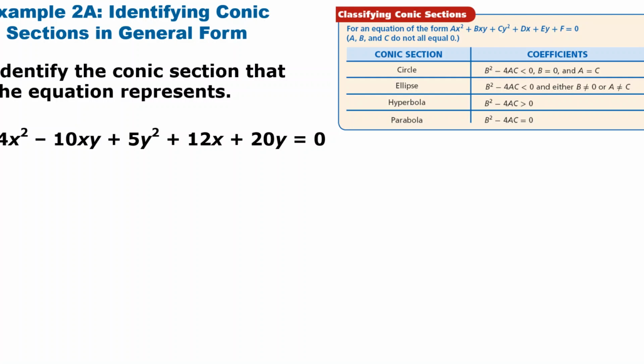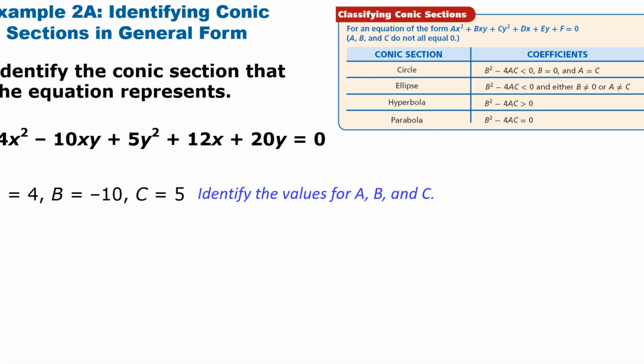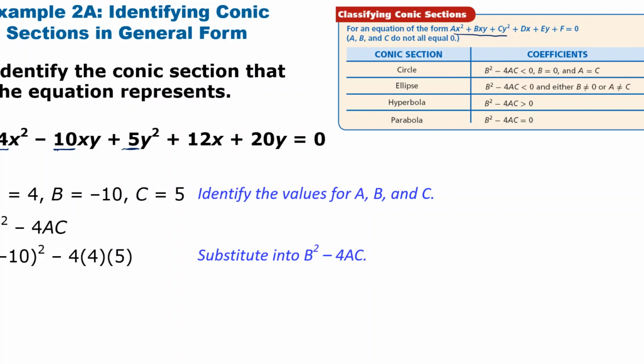All right, so let's take a look at an example and how we're going to do this. It says identify the conic section that the equation represents. So remember what we're going to look at. The first thing we want to do is identify the values for A, B, and C. So we look at our original formula, ax squared, bxy, and cy squared. That's all we're going to worry about. And we already have that. So our A is 4, our b is negative 10, and our c is 5. Now we're going to put it into that b squared minus 4ac format. There it is. And we're just going to substitute all of our letters for that.